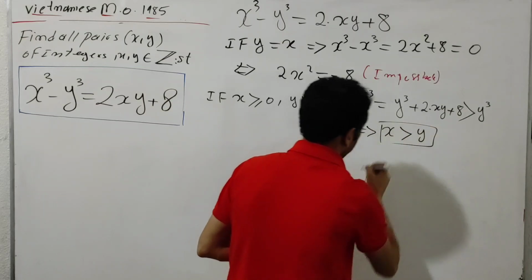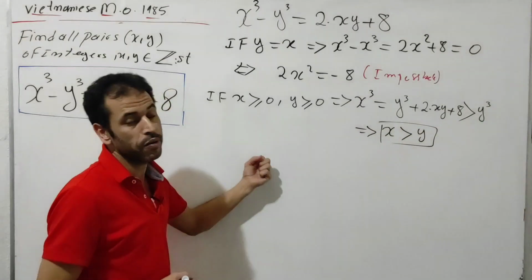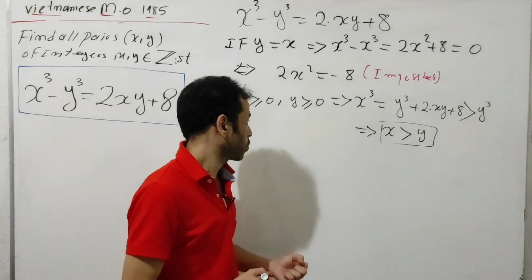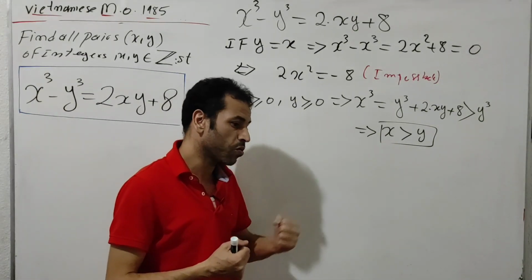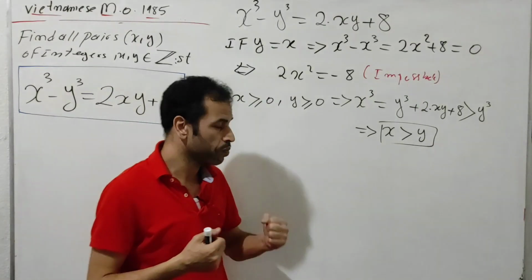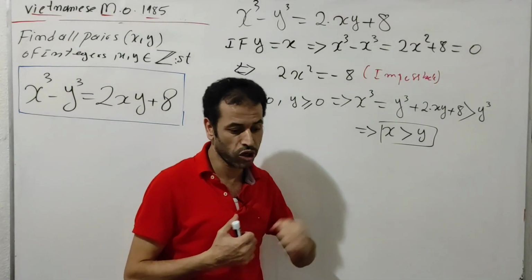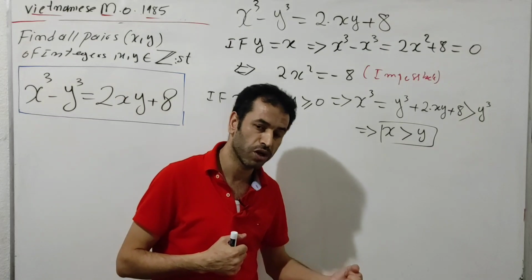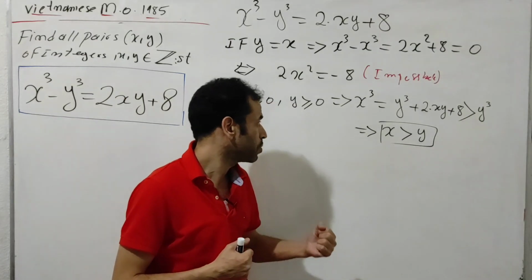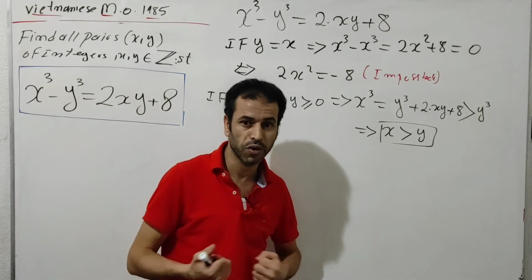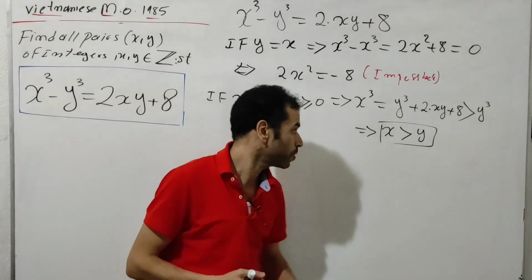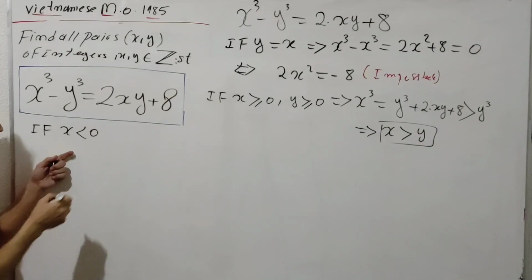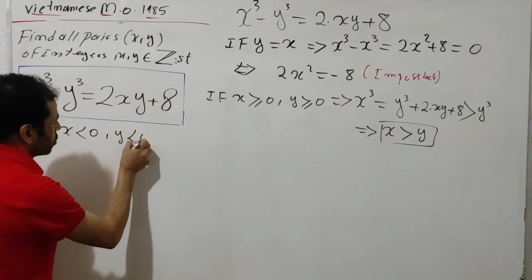Okay, let's consider the case when both numbers are negative. Because we try to make the comparison when both numbers are positive, and then when both numbers are negative. Because if one is positive and the other one is negative, the power is going towards the positive one. Okay, if x is strictly inferior to 0 and y is strictly inferior to 0.